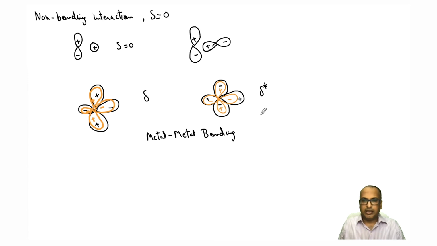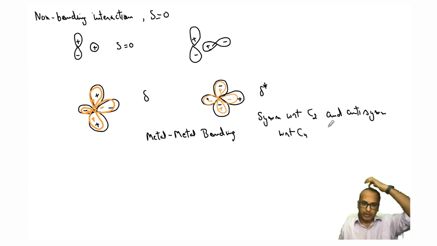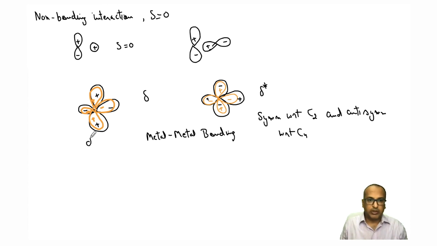And these are symmetric with respect to C2 and antisymmetric with respect to C4. The C2 is basically collinear with the z-axis. Z-axis is coming out of the plane of the board. So for example, this one is dx square minus y square interacting with the same thing. We can also have dxy interacting with dxy and so on.